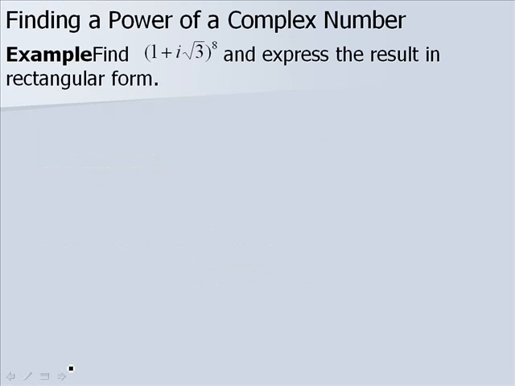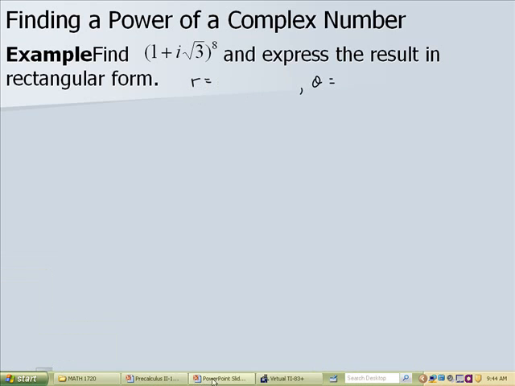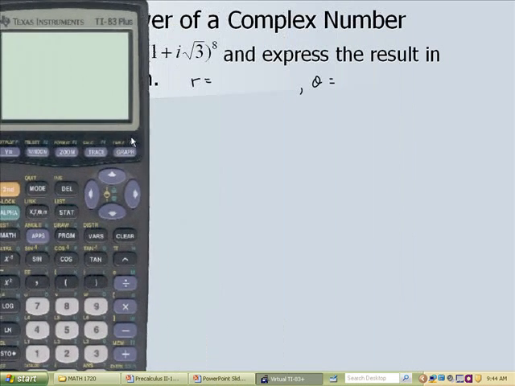Now let's do an example. Here we want to raise our complex number to the 8th power and express the result in rectangular form. So in order to do that, we need to convert it to trigonometric form. So we need to find our r value and we need to find our theta value. So we'll do that on our calculator. We do second apps 5, and we enter in our first value of our complex number, which is 1, or our real part, and then we enter in our imaginary part, or the coefficient of our i term.